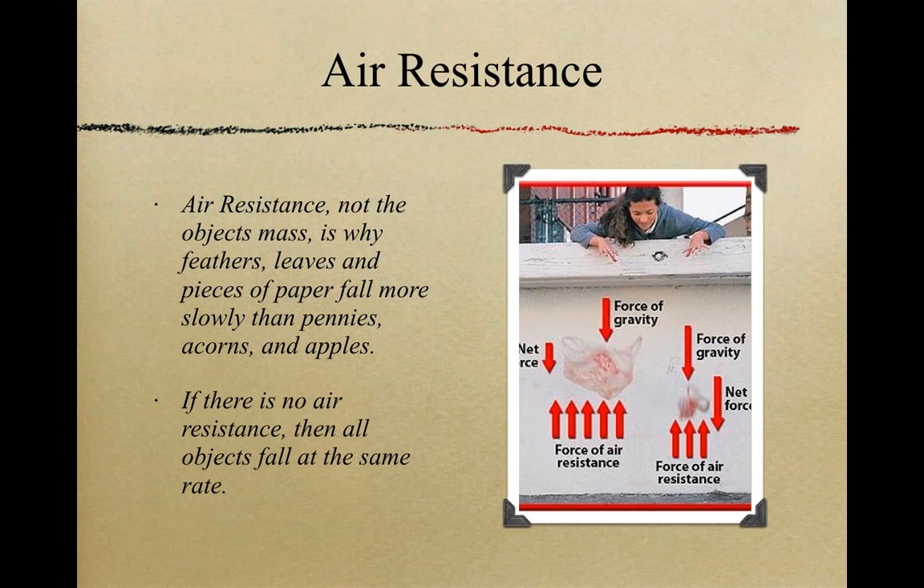Take a piece of paper. Crumple one up, put one flat out, and drop them. See which one falls faster. Both pieces of paper weigh the same, so we're taking that out of the equation. Now we have air resistance, so these things fall at different rates.